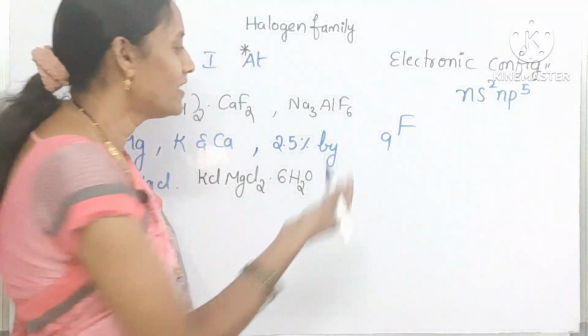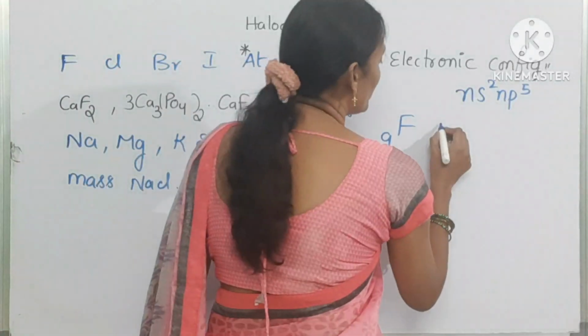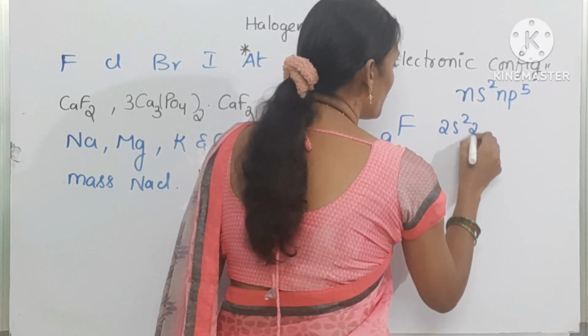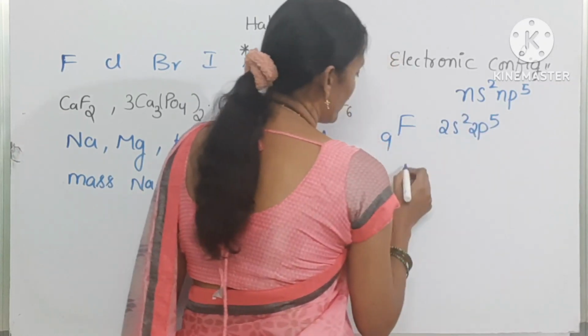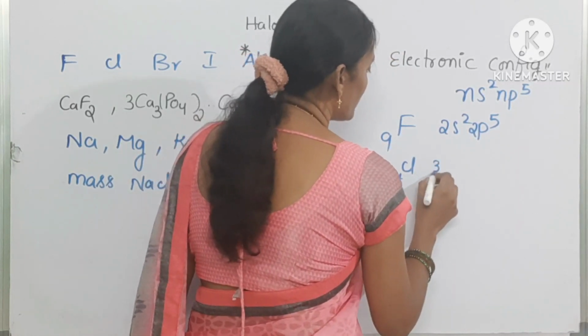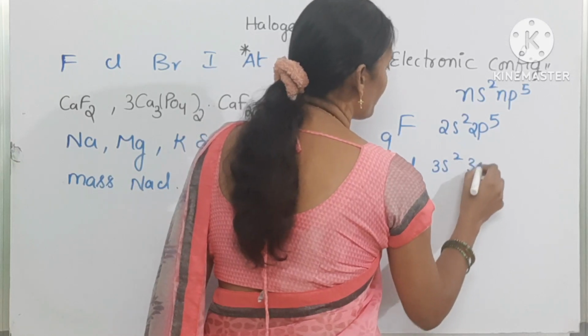Fluorine is 9, so its outer shell electronic configuration is 2s2 2p5. Next chlorine, atomic number 17, 3s2 3p5.